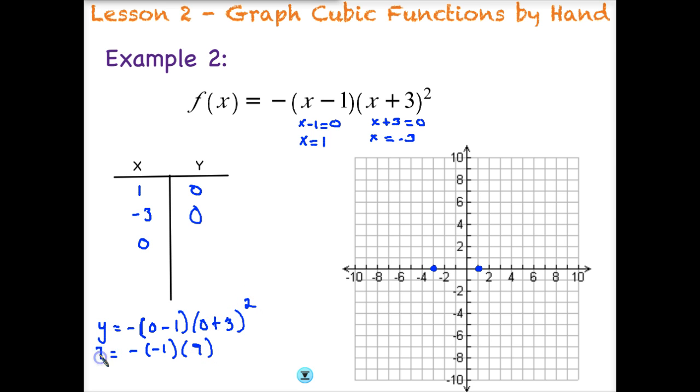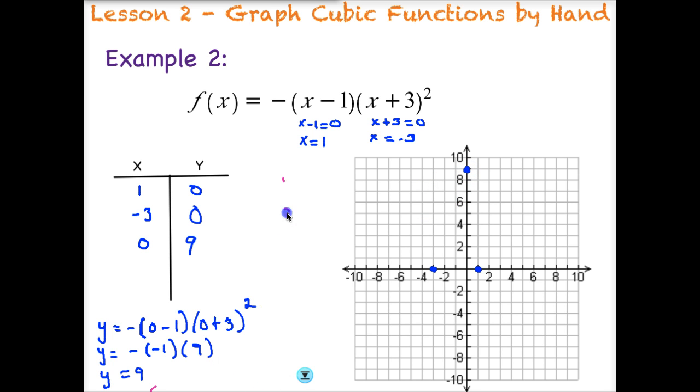So I just need to multiply all this together. Oops, that's a y. Well, so this is like a -1. So what I have here is negative times -1. That would become +1. And +1 times 9 is going to give me +9. Okay, and now I'm going to plot my y-intercept of 9.